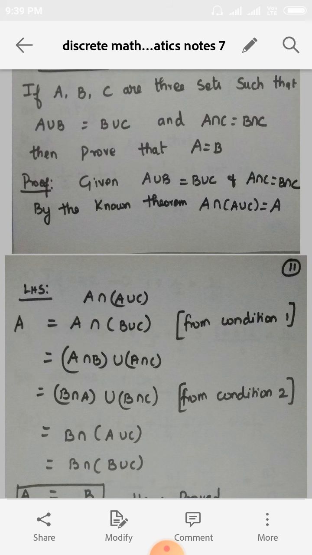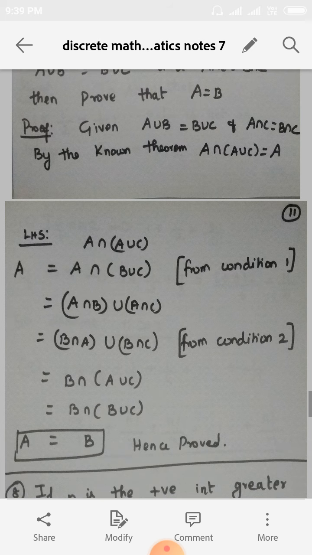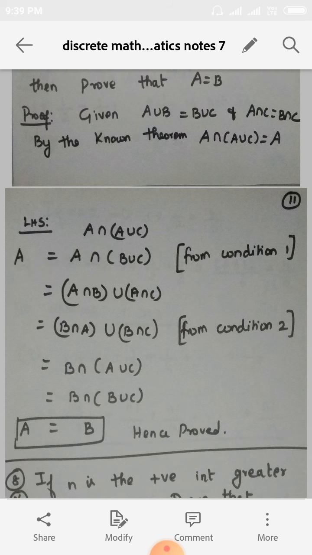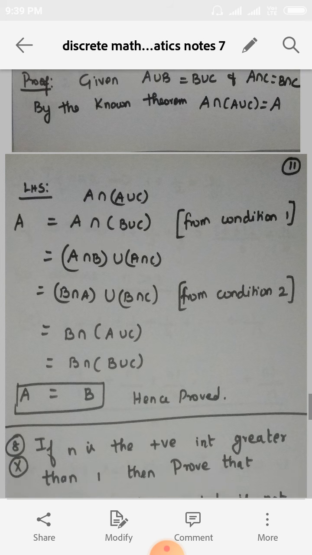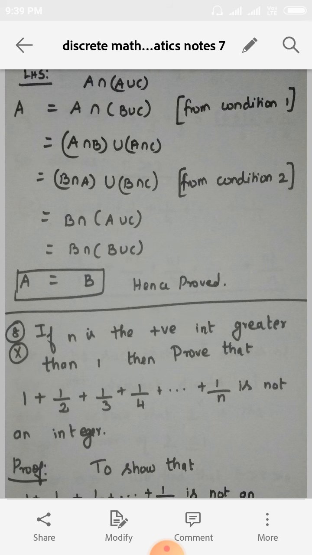First take A intersection of A union C. So let us take A is equal to A intersection of A union C. So A intersection of A union C can be written as A intersection of B union C, and then just taking the property, A intersection B union A intersection C. Next take the converse, that is, A intersection B is nothing but B intersection A, and A intersection C is nothing but B intersection C. This is nothing but B intersection of A union C. That is equal to, A union C can be written as B union C. So B intersection of B union C is equal to B. That is, A is equal to B.